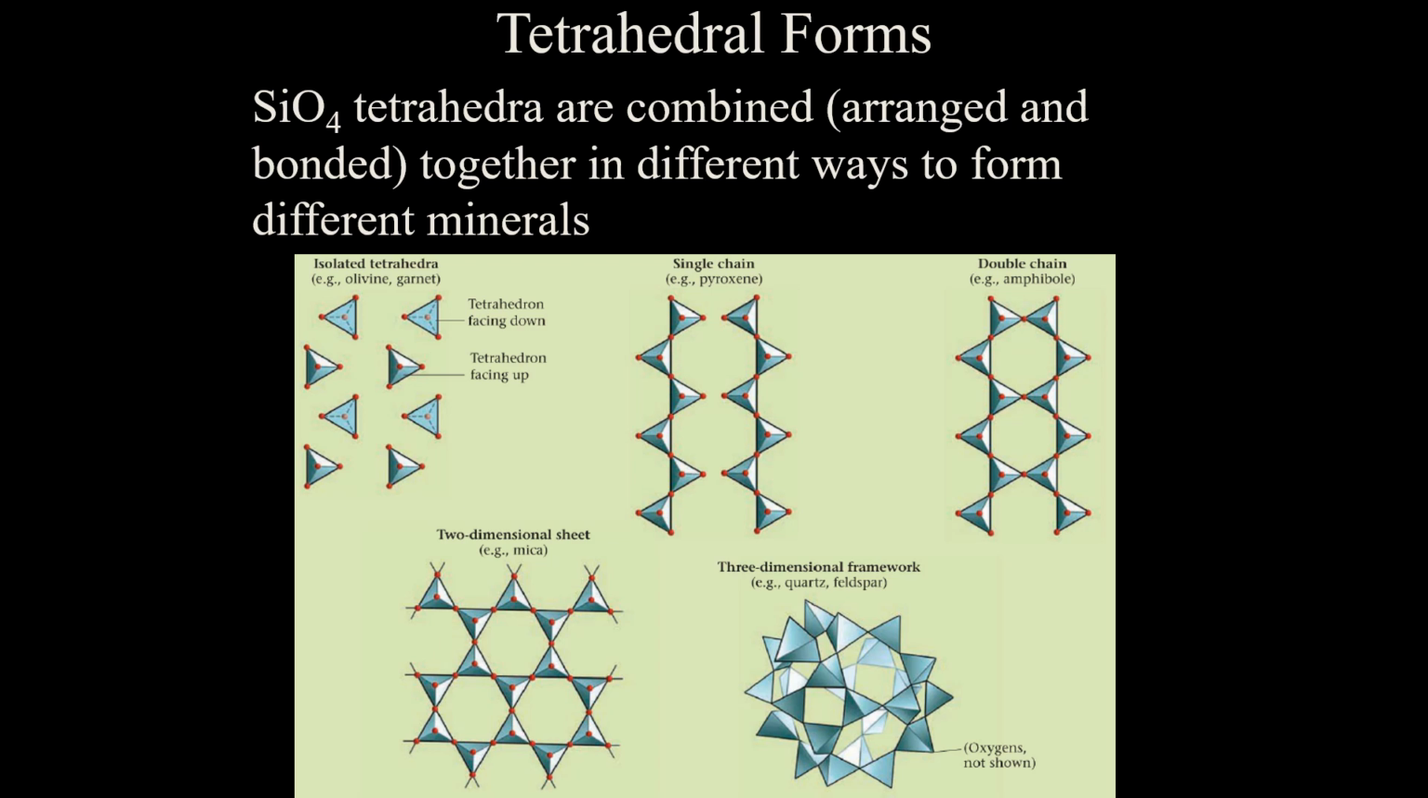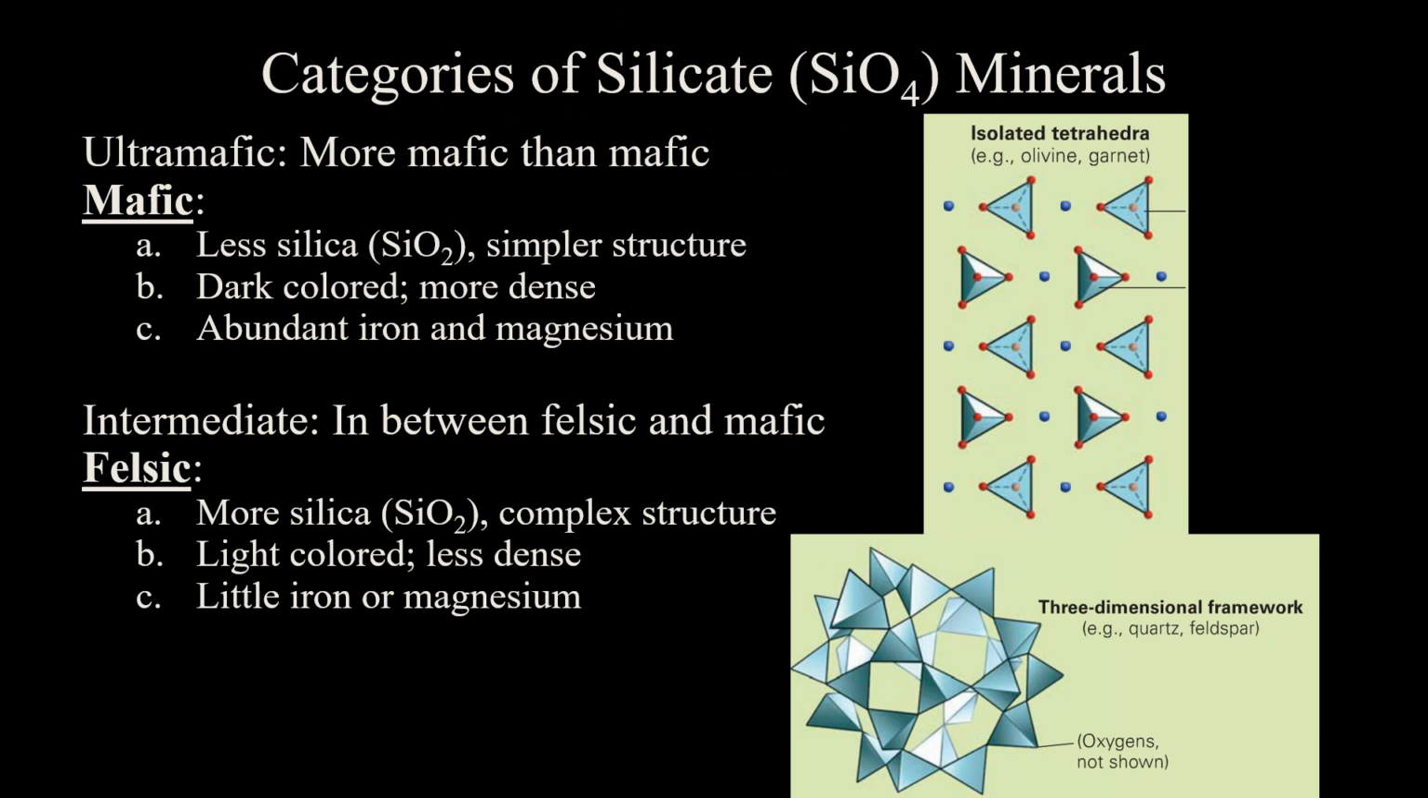And again, we're not going to focus so much on the names like pyroxene and amphibole and quartz and feldspar. I'd rather the big picture be that the silica tetrahedron is the building block, and how you put those together, and you can just imagine single chains, double chains, sheets, three-dimensional frameworks. That's going to dictate what type of mineral you have.